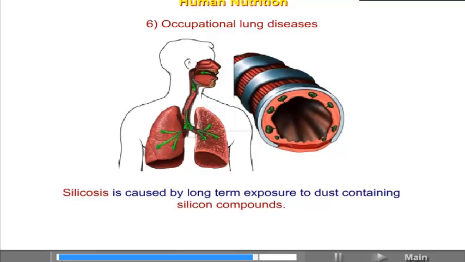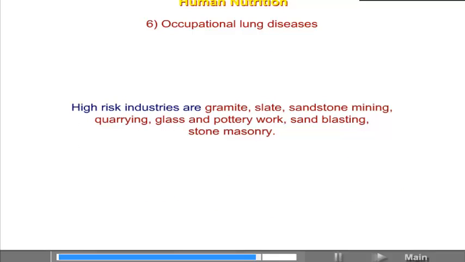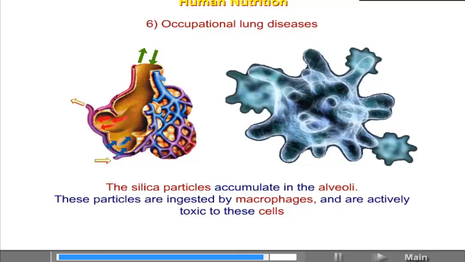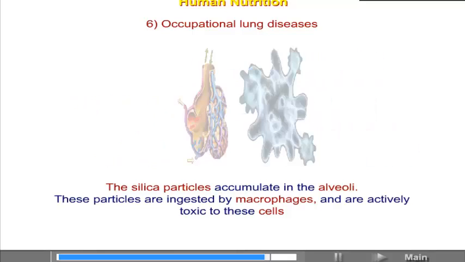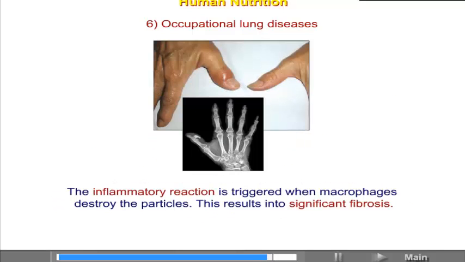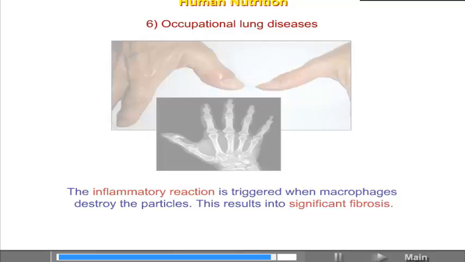Silicosis is caused by long-term exposure to dust containing silicon compounds. High-risk industries are granite, slate, sandstone, mining, quarrying, glass and pottery work, sandblasting, stone masonry. The silica particles accumulate in the alveoli. These particles are ingested by macrophages and are actively toxic to these cells. The inflammatory reaction is triggered when macrophages destroy the particles. This results in significant fibrosis.